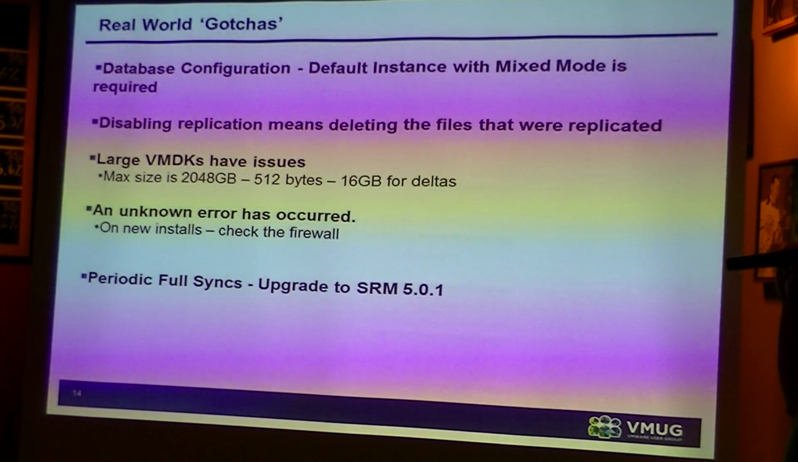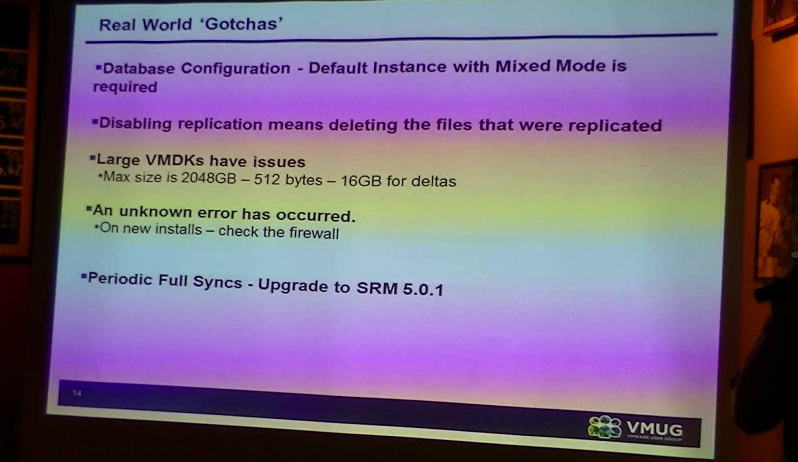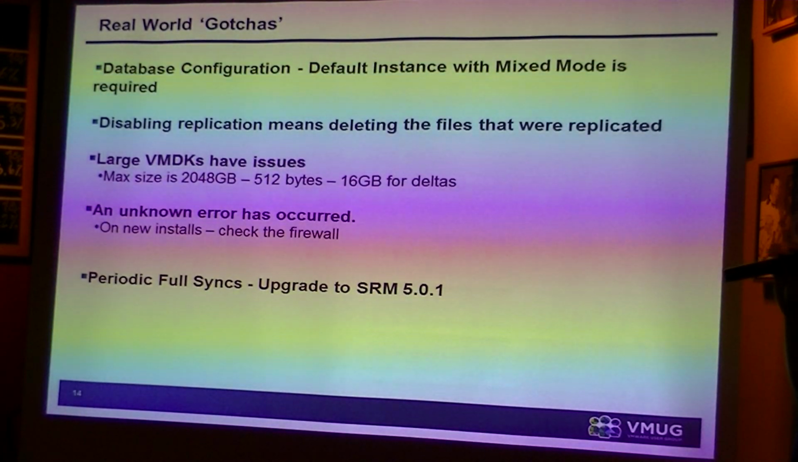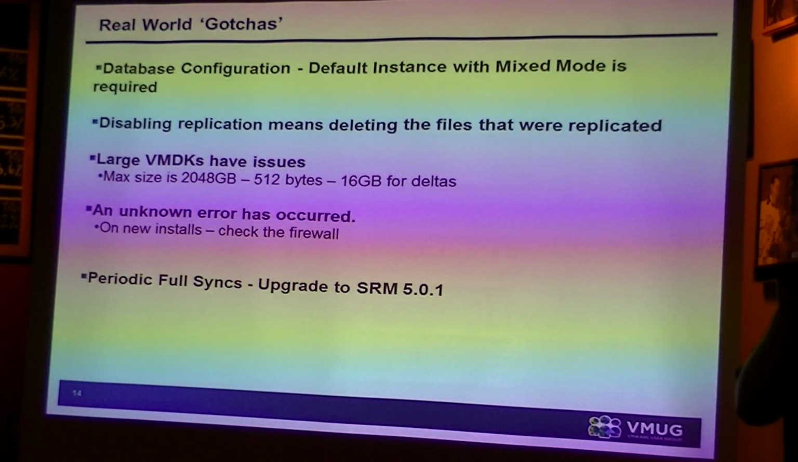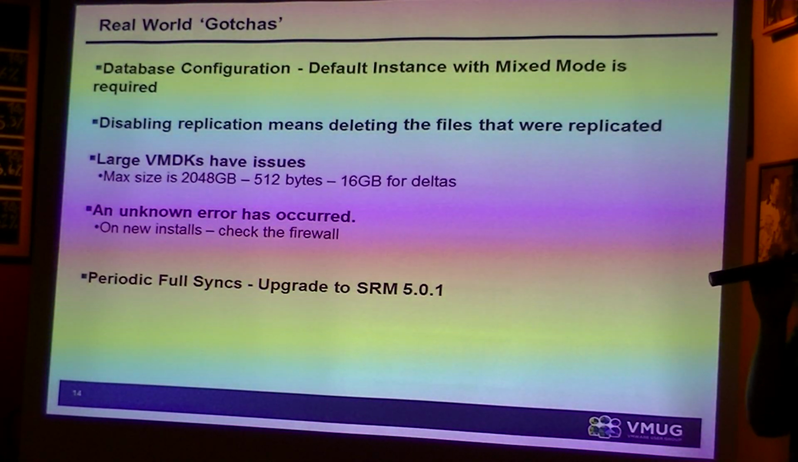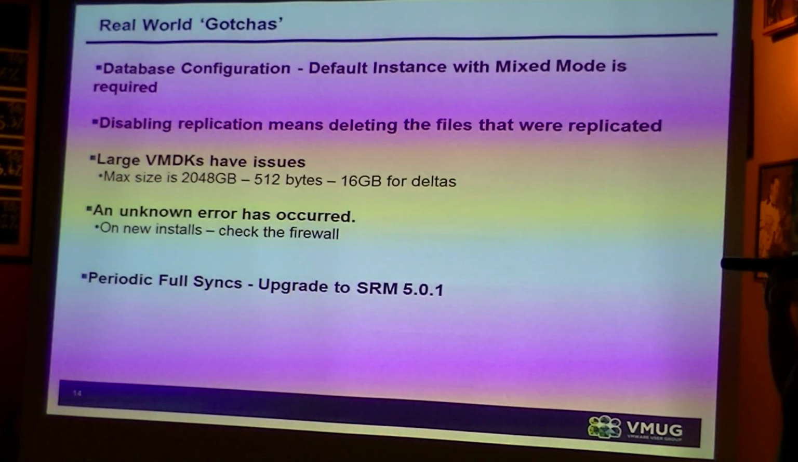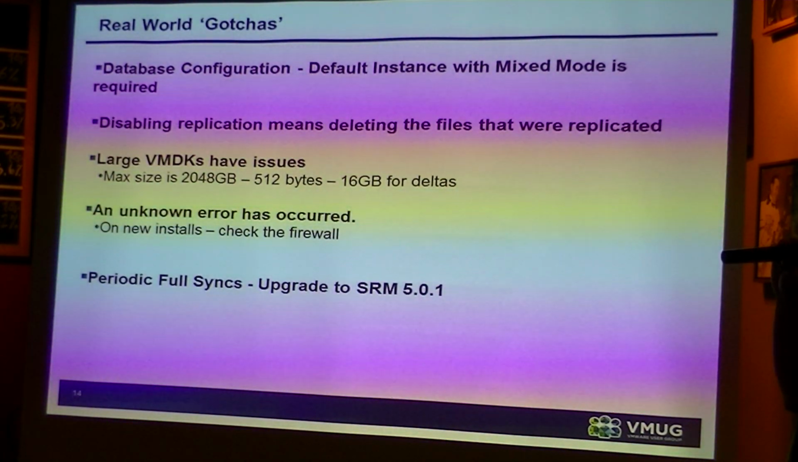Also, if you go through and you disable the replication, it is going to delete all of your files that have been replicated. So, if you go through and you replicate a 2 terabyte file server, and then you tell it to stop and remove the replication, it does delete it. I found this out the hard way. That was not fun.